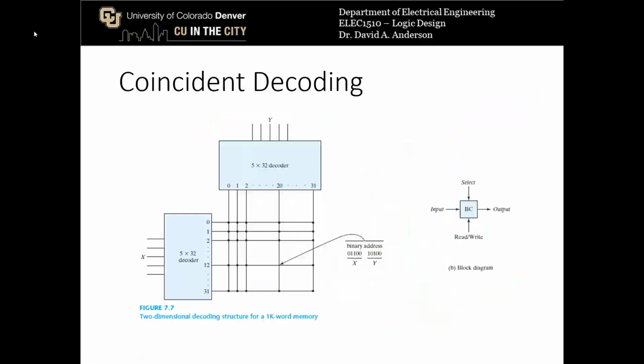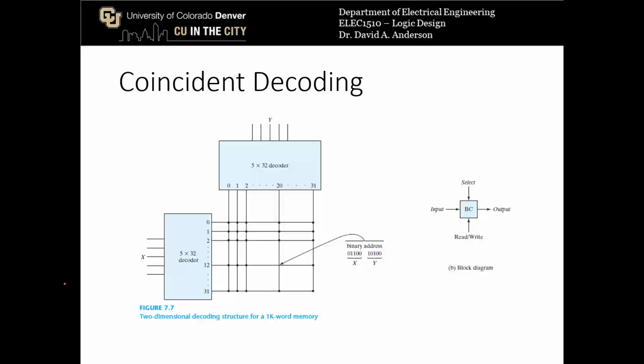Let's say that now we scale up that memory unit to have 1K words. Well, for 1K words, we would need a very, very large decoder. We would need a 10 by 1024 decoder. That's a pretty difficult thing to design and would take up a lot of space. So instead of doing the decoding that way, we use something called coincident decoding, which is where the memory words are stored in a 2-dimensional array.